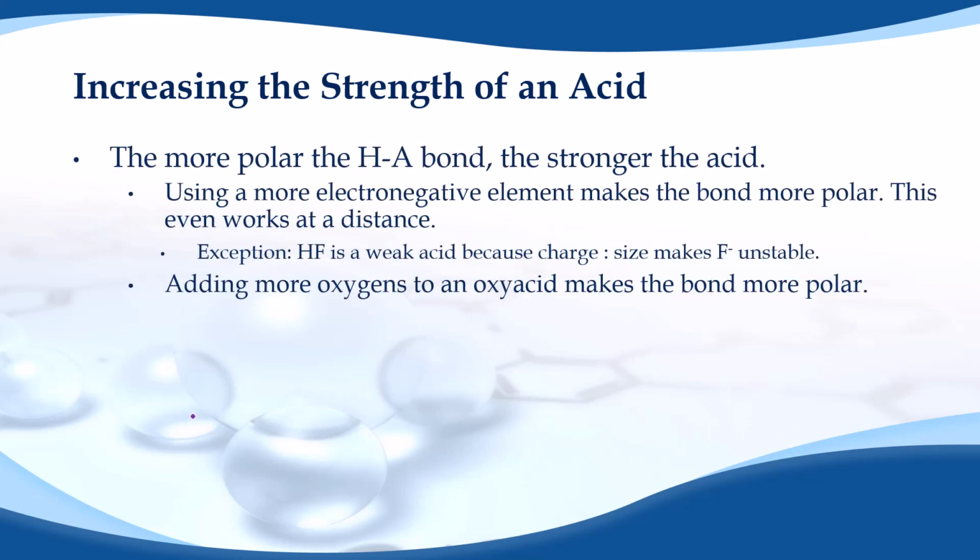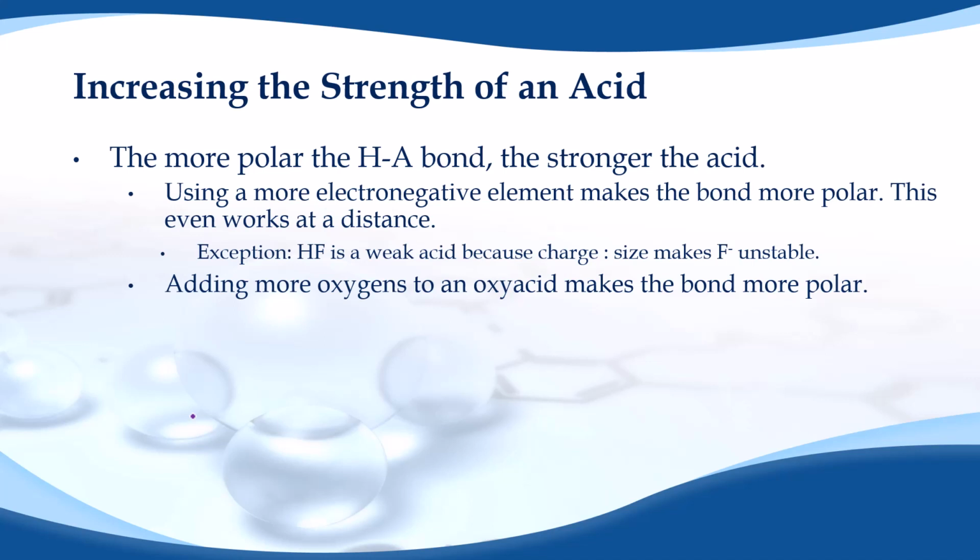One of the ways you can strengthen an acid, especially a weak acid, is by increasing the polarity of the bond. If you use a more electronegative element, the bond becomes more polar. Since the bond is more polar, it's easier to break off the proton than it would be otherwise. So more electronegative atoms can increase strength because they make the bonds more polar. And by the way, this does work at a distance, so the hydrogen doesn't have to be directly attached to the very electronegative element. The electronegative element just has to be somewhere in the region.